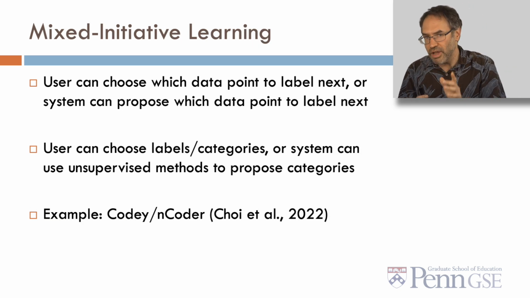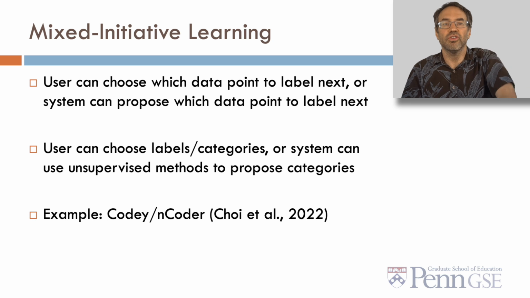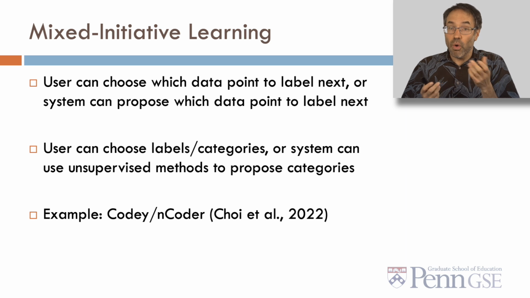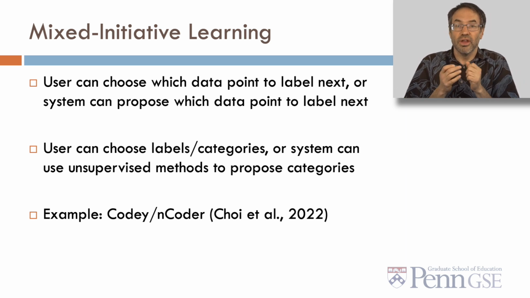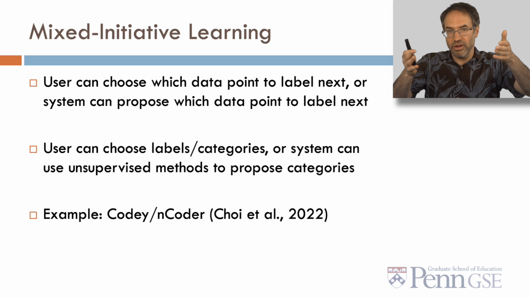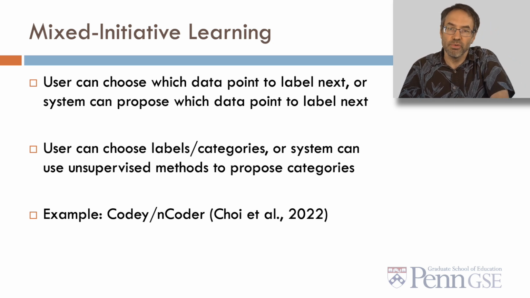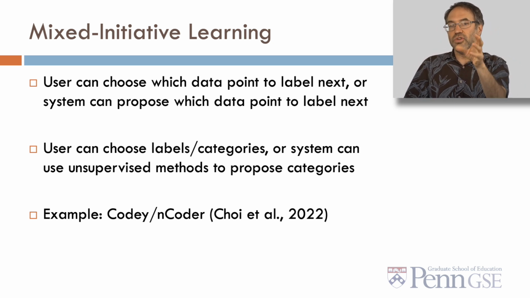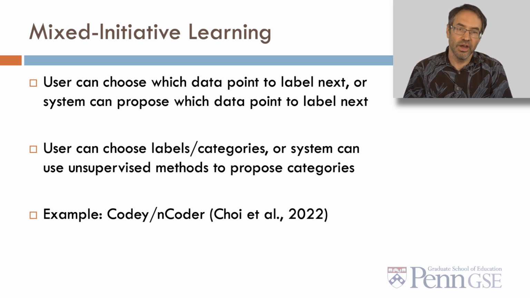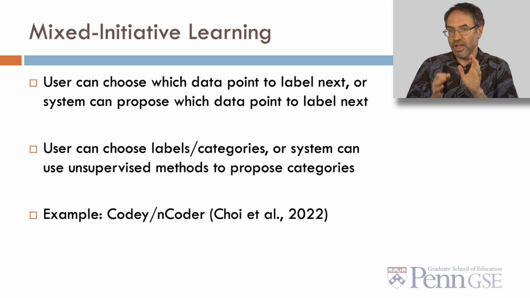Now, another method that's related to active learning, but not quite the same, is mixed initiative learning. In mixed initiative learning, the user can choose which data point to label next, or the system can propose which data point to label next. And the user gets to pick which of these is going to happen. Also, in mixed initiative learning, the user can choose the labels or categories that it's selecting from in the model, or the system can use unsupervised methods to propose categories, and then the user can iterate on those. And an example of both of these is seen in the combination of Cody and Encoder by Jae-yoon Choi and her colleagues. It's a really cool system, and people in the quantitative ethnography community are using it more and more.